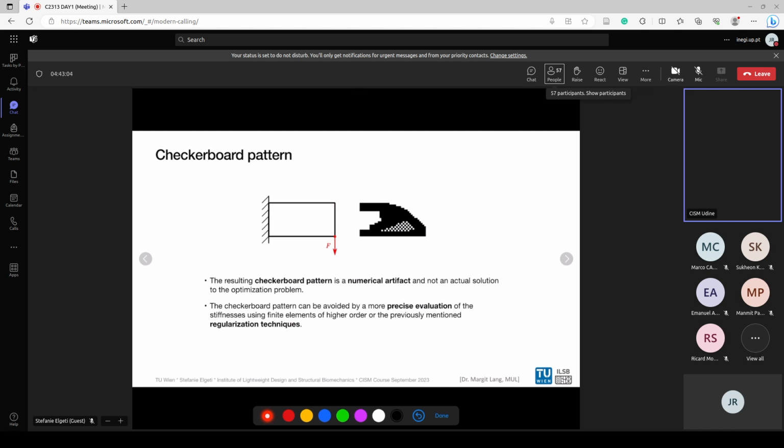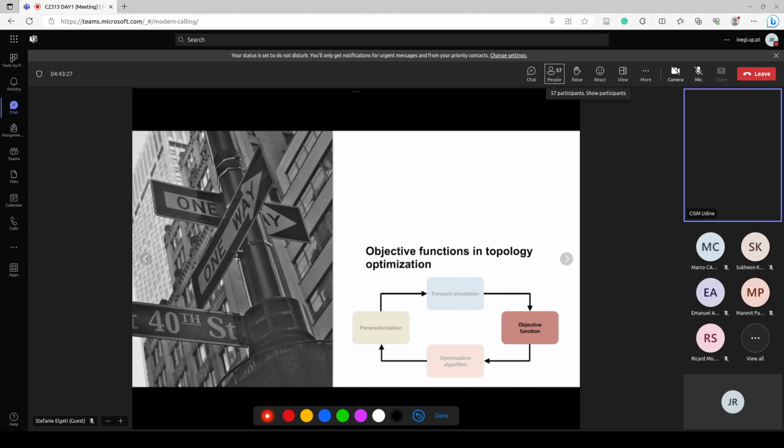Often one sees these checkerboard patterns. They're a numerical artifact and not an actual solution of the optimization problem. They can be avoided, for example, with a more precise evaluation of the stiffness matrix using higher order finite elements or the previously mentioned regularization techniques. Okay, that brings us away from the parameterization.